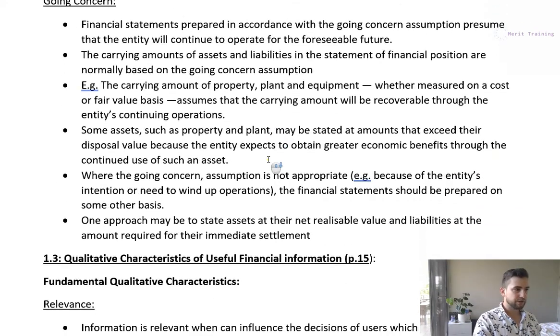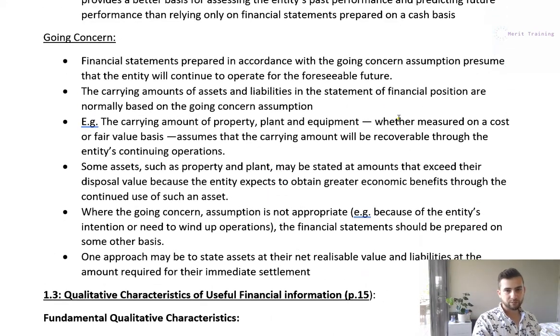Okay, next is going concern, and this is a very important concept, particularly in auditing, once you get to that next subject. Basically, the financial statements prepared in accordance with the going concern assumption presume that the entity will continue to operate for the foreseeable future. So the carrying amount of assets and liabilities in the statement of financial position are normally based on the going concern assumption. So basically, if you're reading the financial report, you want to know that the company is going to be around in years to come.